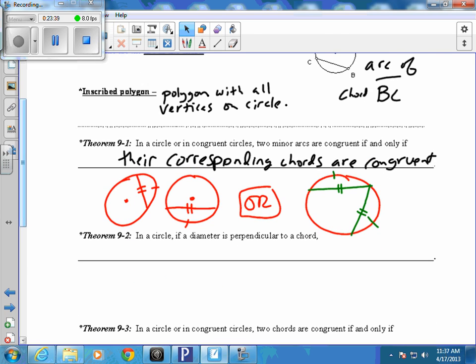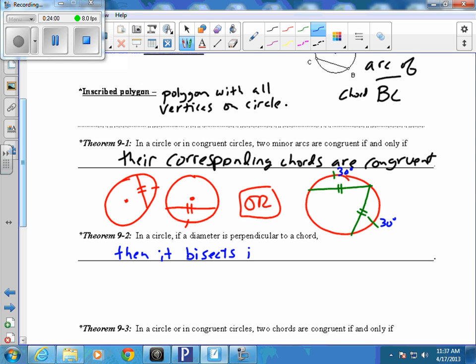Okay, so if I told you this arc was 30 degrees, this arc would also be 30 degrees. Corresponding chords congruent, corresponding arcs congruent. Okay, in Theorem 9.2, in a circle, if a diameter is perpendicular to a chord, then it bisects the chord and its arc.